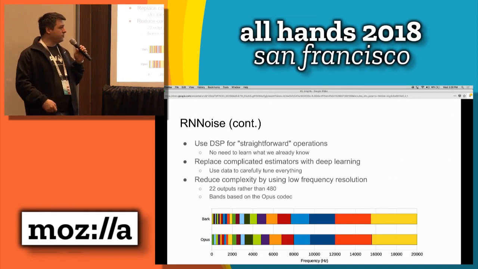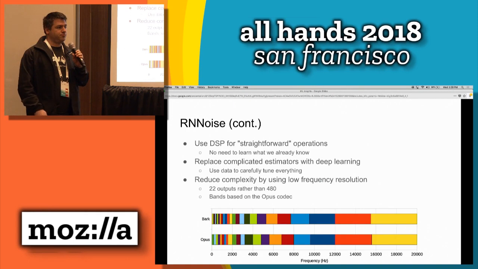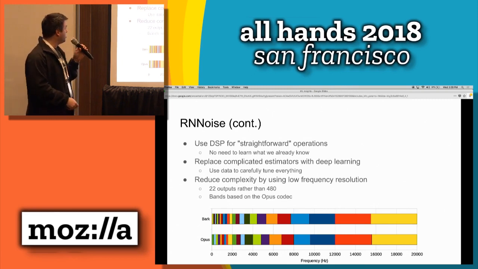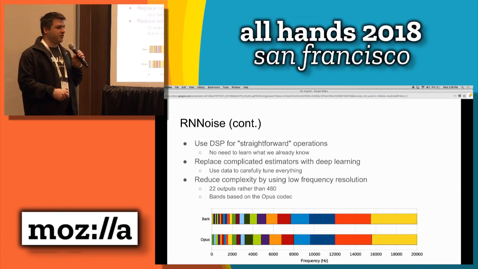So the idea is to use DSP techniques for everything that's straightforward. We've been using the fast Fourier transform for decades, and it's still good enough. There's no need to learn any of it. So we can use DSP for that. But then all the complicated estimators that require a lot of tuning, we can actually use data to tune all of that. And it becomes a lot easier to build these systems, and they also perform a lot better.